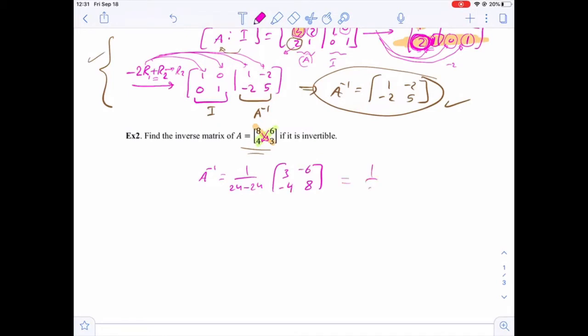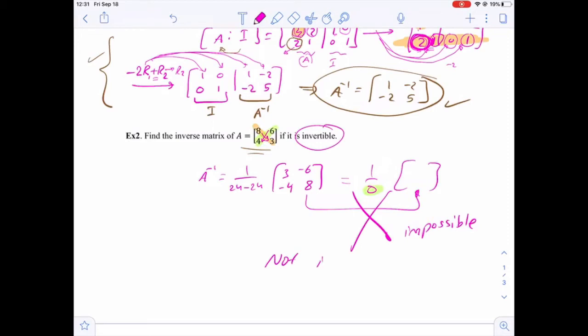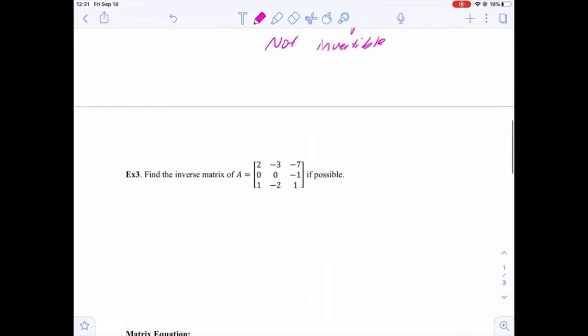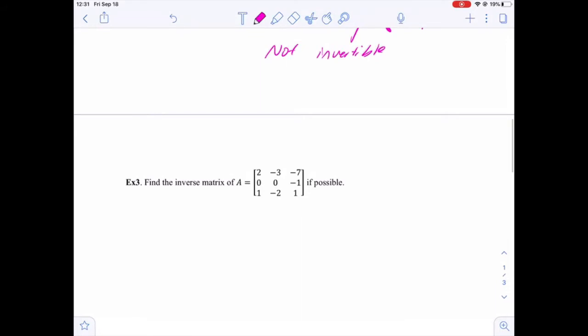Now simplify, you get 1 over 0 times this matrix, but 1 over 0 is not possible, impossible. Why? Because we can't have 0 in the denominator. So this is not invertible. We can't find the inverse of this type of matrices. Okay, good. Now how to find the inverse of a 3 by 3 matrix?